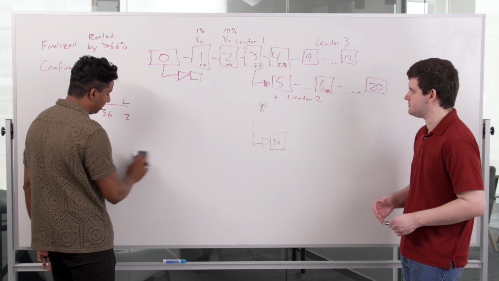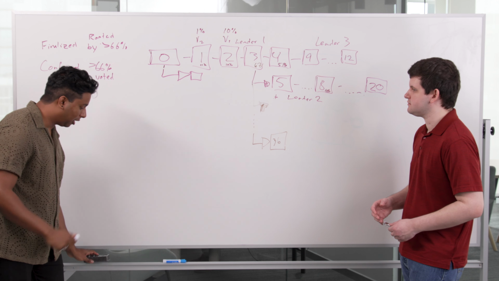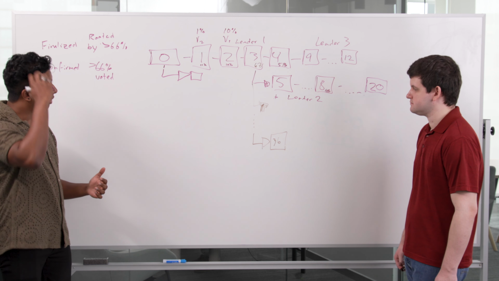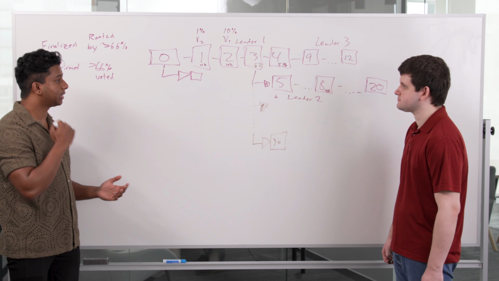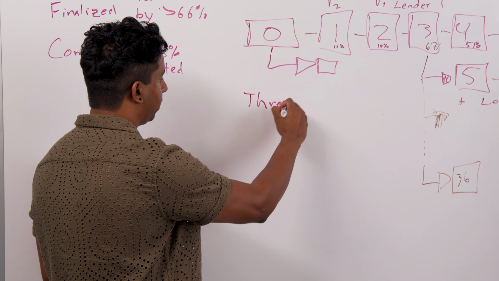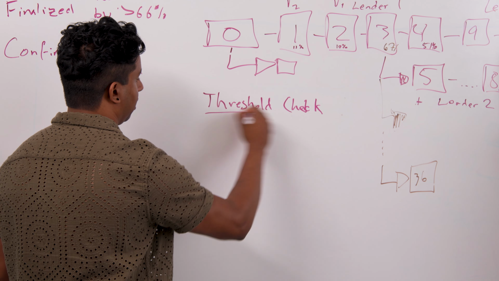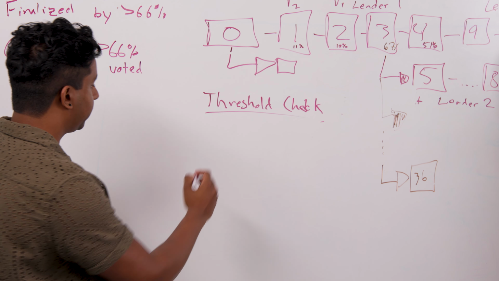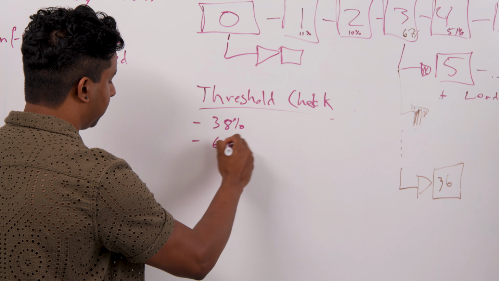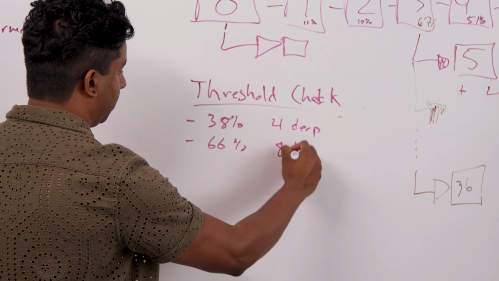Right. So we have this safety mechanism. Everything I've described so far is asynchronous, where the validator can vote without having to really wait for the rest of the cluster. But we have this safety mechanism that validators choose to use called the threshold check. And it's basically two thresholds, 38% and then 66%. And this is 4 deep, 8 deep.